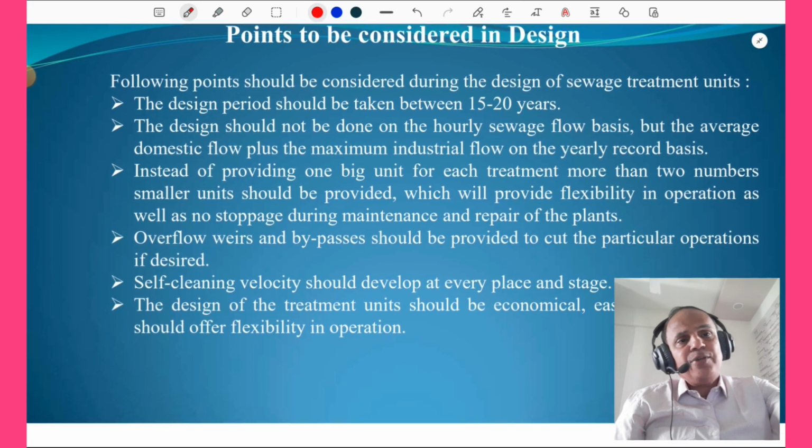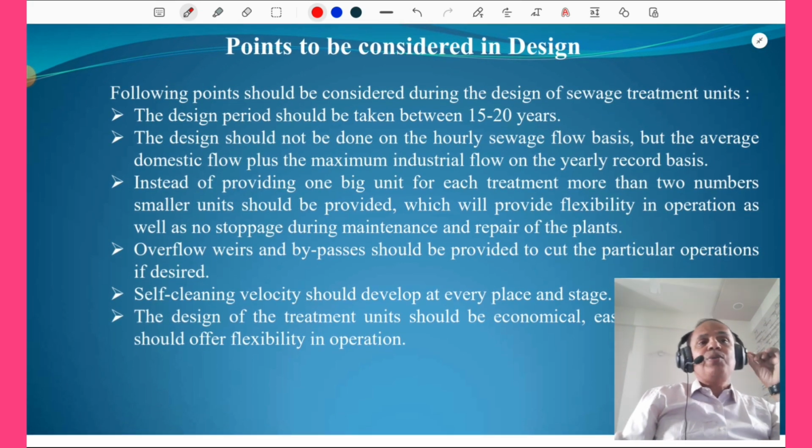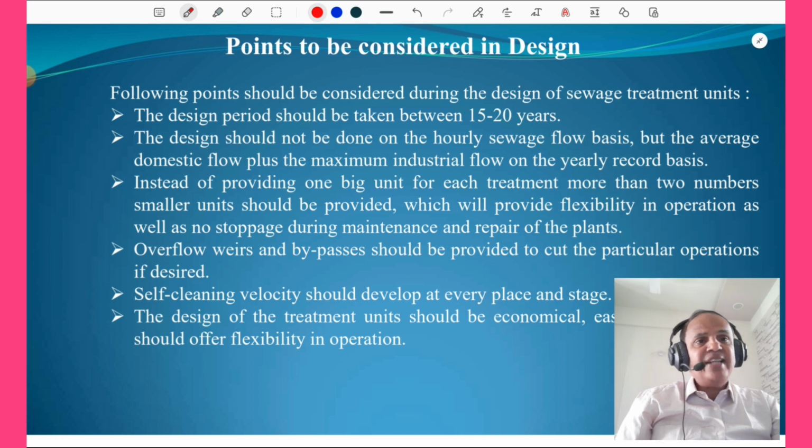Then we are going to discuss finally the points to be considered in the design. The design period should not be more than 30 years, so it should be taken between 15 to 20 years. The design should not be done on the hourly sewage flow basis, but on the average domestic flow plus maximum industrial flow on the yearly record basis. So it should be designed for the yearly record basis.